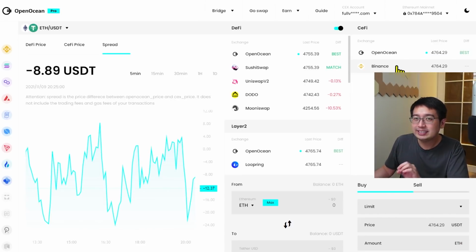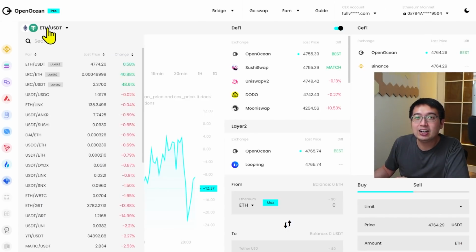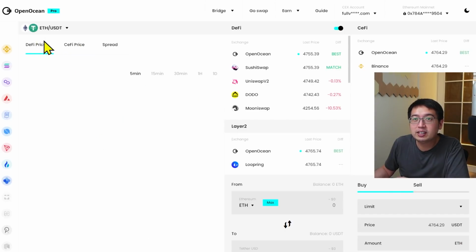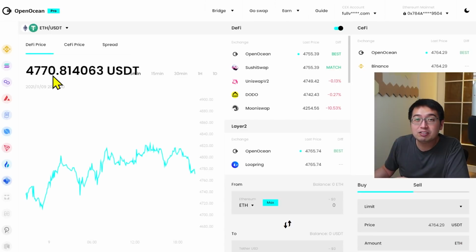So this is an indirect way to have access to coins on Binance, and you can take advantage of that with the spread. So you can see here the spread is 889 on ETH, and we can look at the CeFi price. That is $4,772 for ETH, and on DeFi it's 4,770. Now it really depends on where you do those trades, and it also factors in the gas fees.